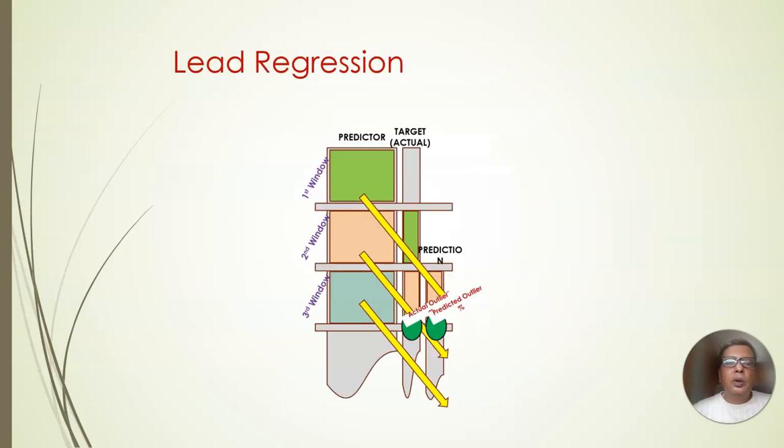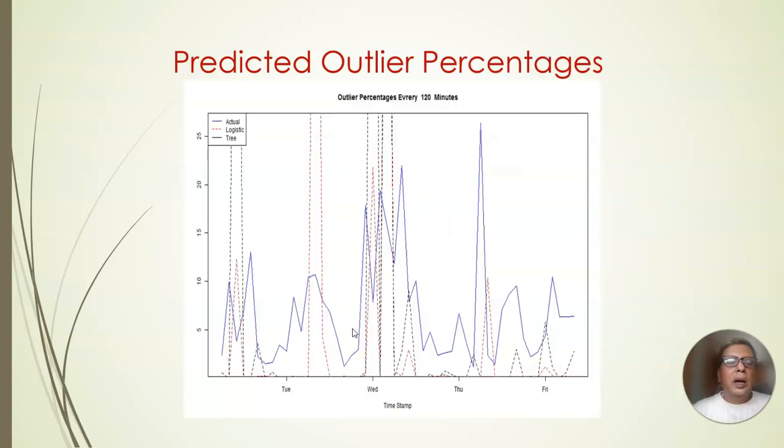Later I drew the graph of the outlier percentages in the data and used lead regression to predict the outlier percentages. The predictor of the first window is used to predict the values in the third window. So that is the lead regression, general lead regression, and these are the fitted values.